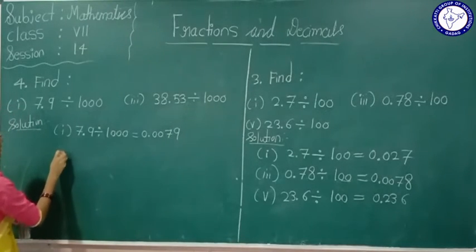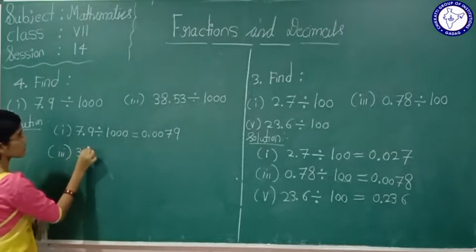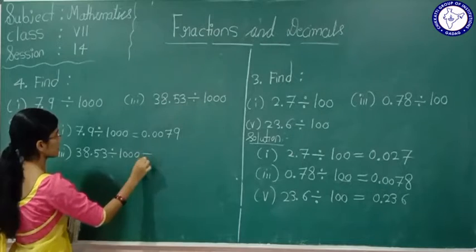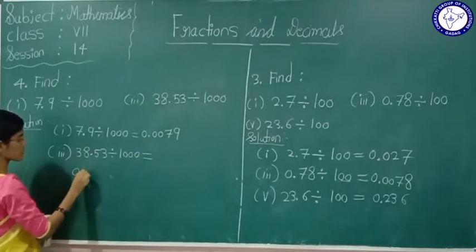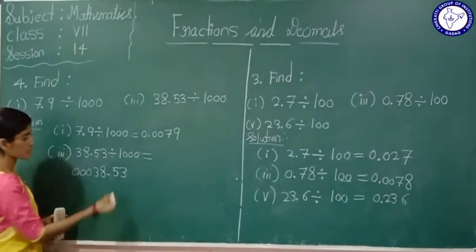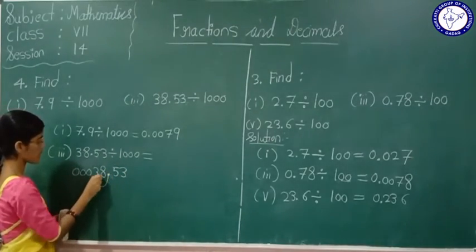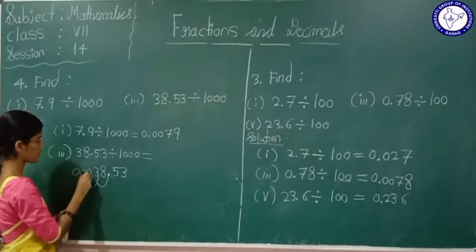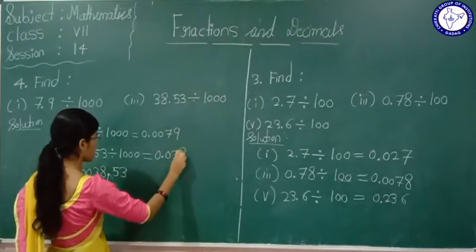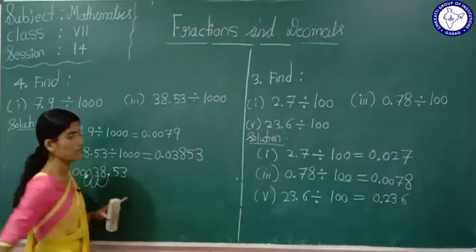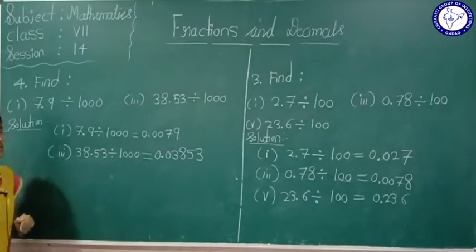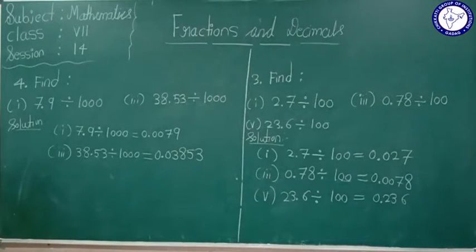Now see our third one. 38.53 divided by 1000. So shift this decimal point to the left by 3 places. 1, 2, 3. So what will it become? 0.03853. Okay, this is about the fourth one. So now we will see the fifth one.